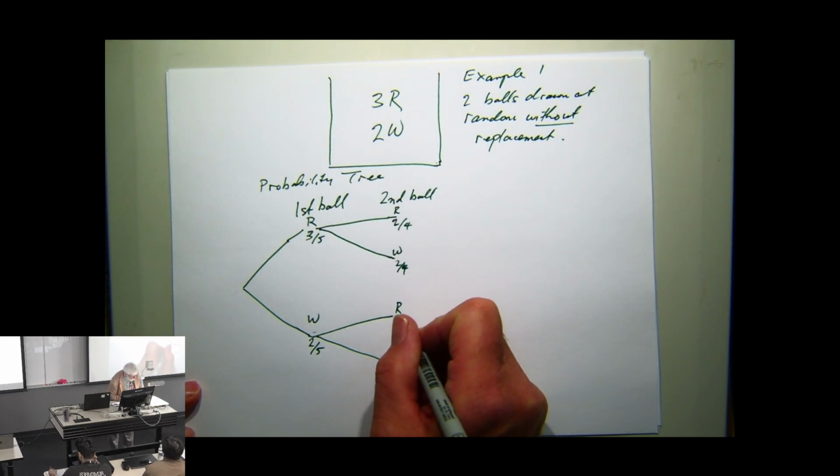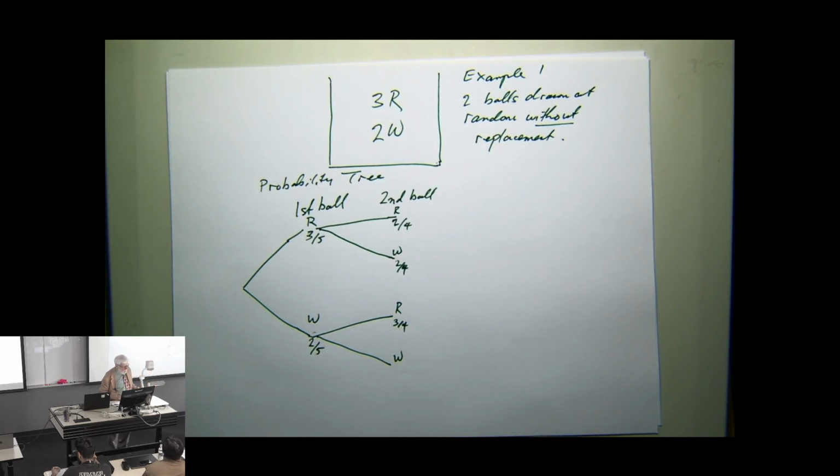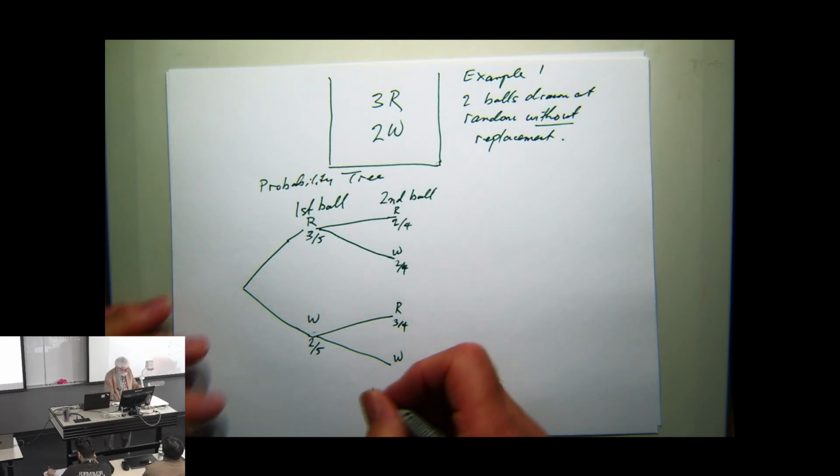That's kind of cool. And what would you have gone with for picking a white on the second if you picked a white on the first? Give me a number there. Somebody give me a number on this side. Yes. 1 out of 4.